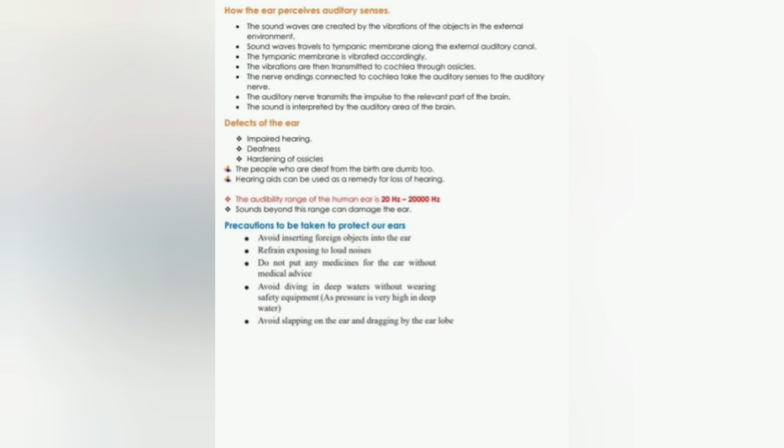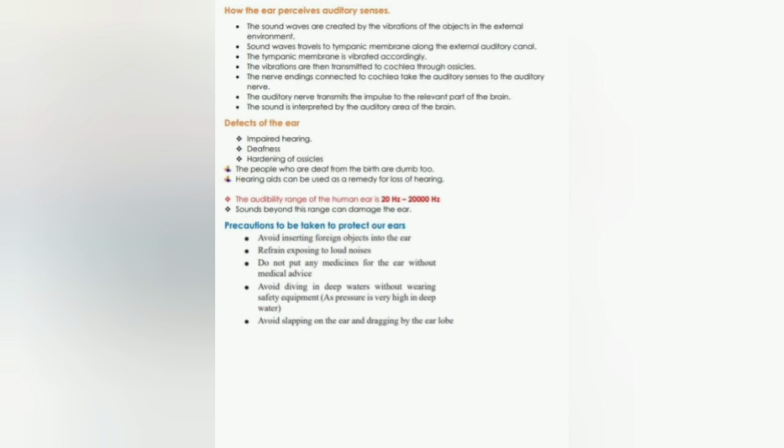The audibility range of the human ear is 20 Hz to 20,000 Hz. Sounds beyond this range can damage the ear. Now we'll see what are the precautions to be taken to protect our ears. Avoid inserting foreign objects into the ear.